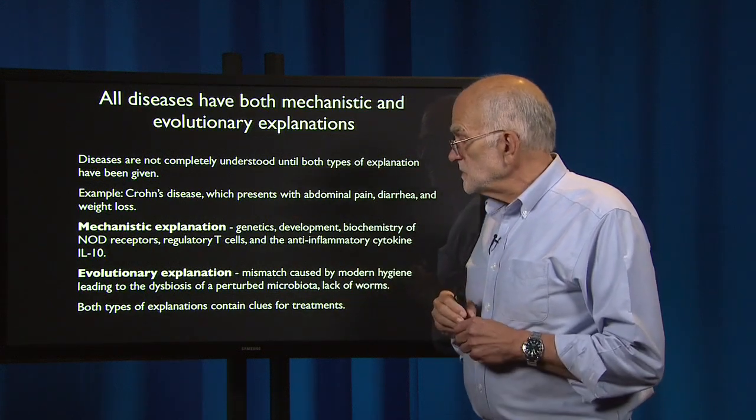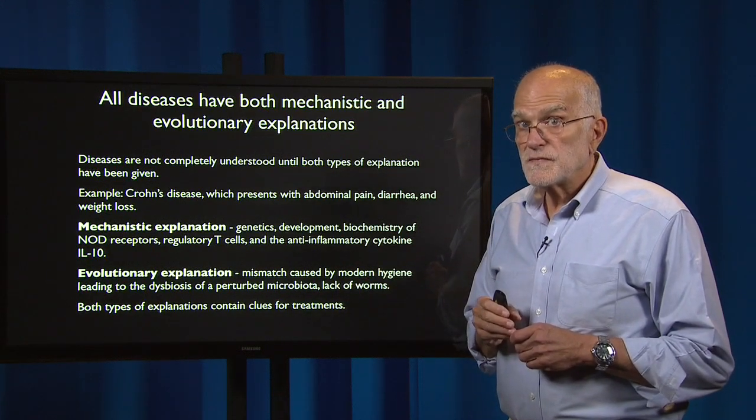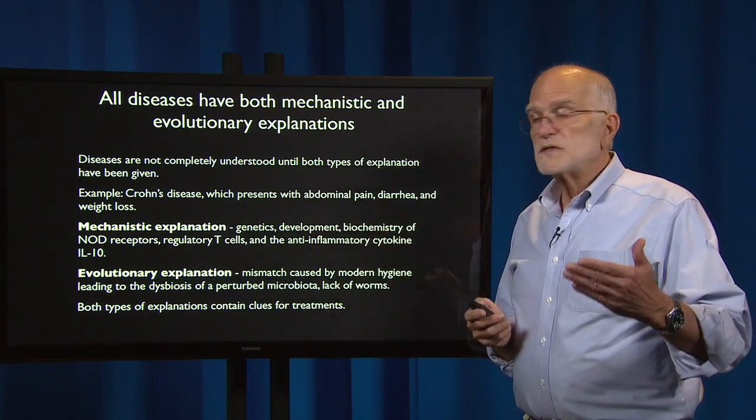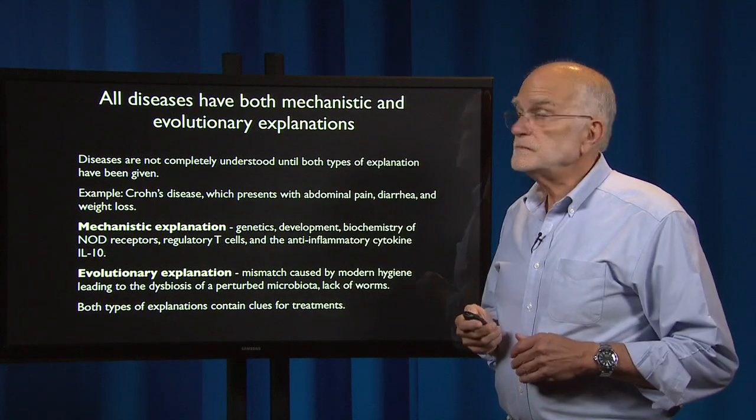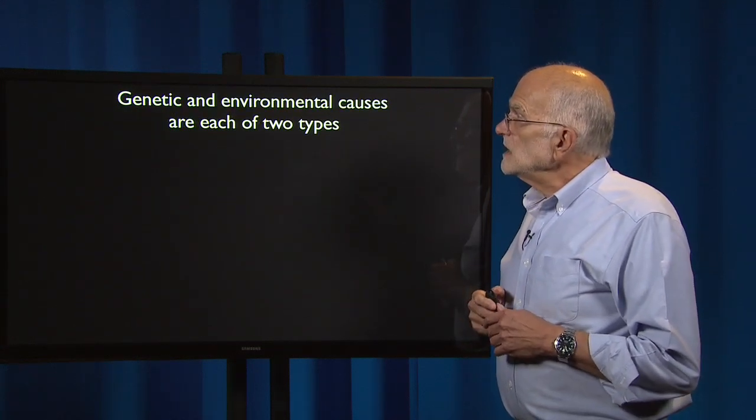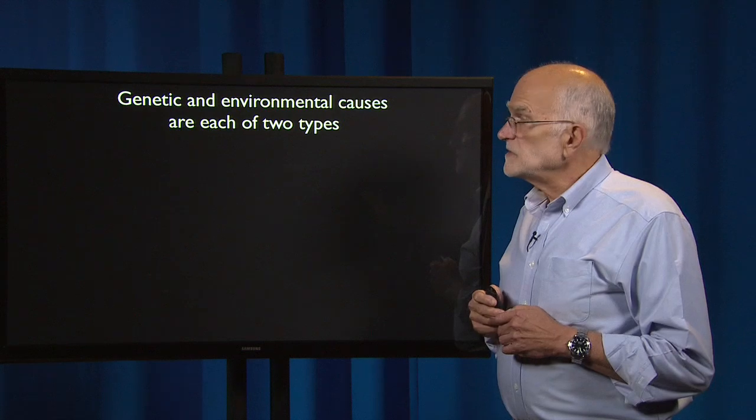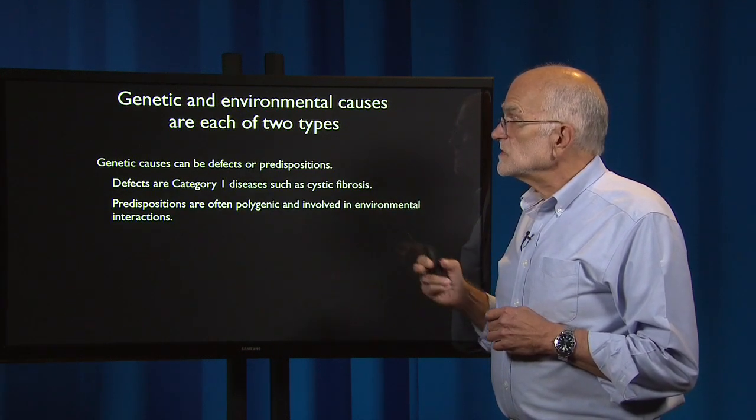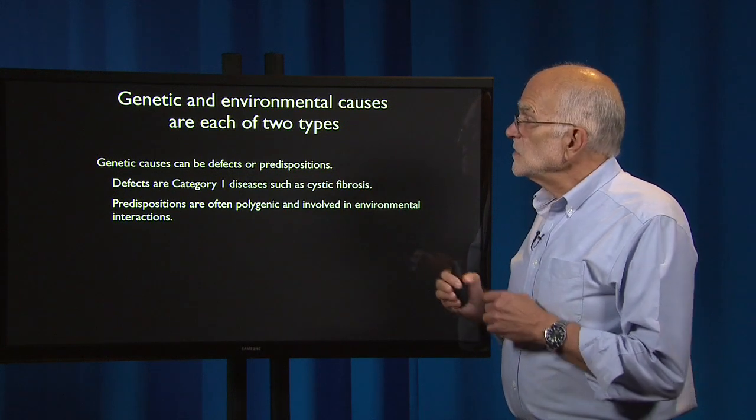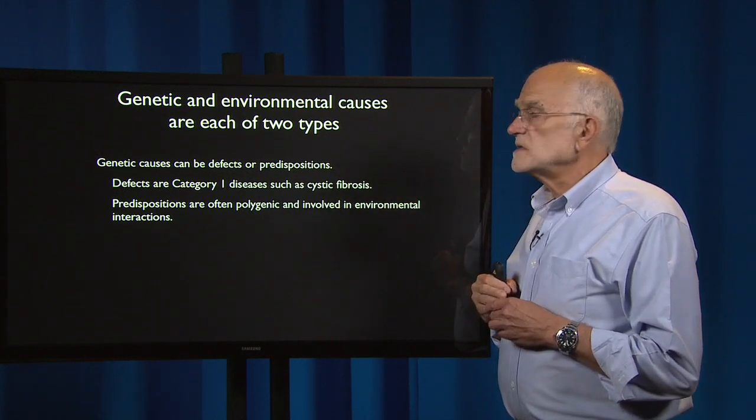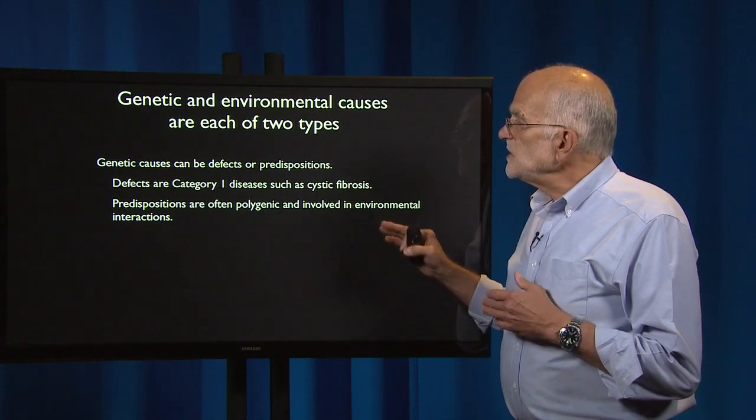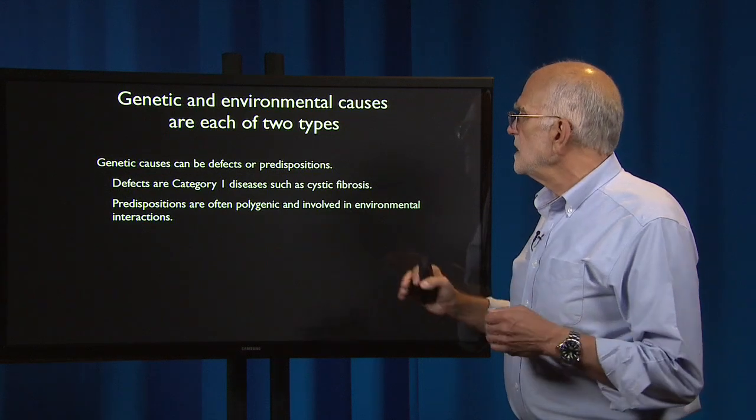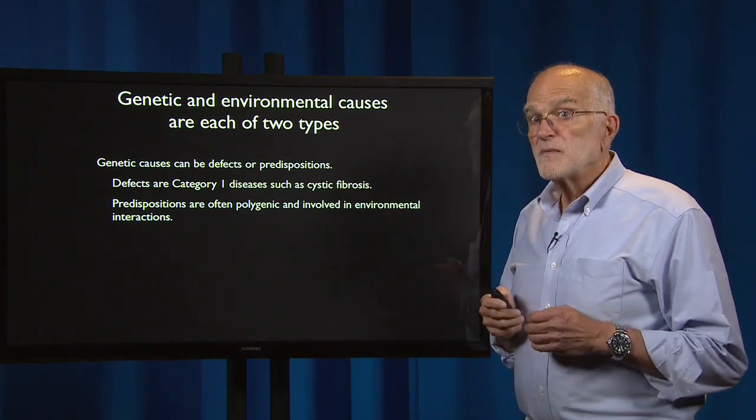Both types of explanation contain clues for treatment, and we can't really see why the disease exists the way it does until we have worked through both. Now, genetic and environmental causes of disease are each of two types. Genetic causes can be defects or predispositions. Defects are the category 1 diseases, such as cystic fibrosis. Predispositions, on the other hand, are often polygenic rather than monogenic and are involved more often in environmental interactions.